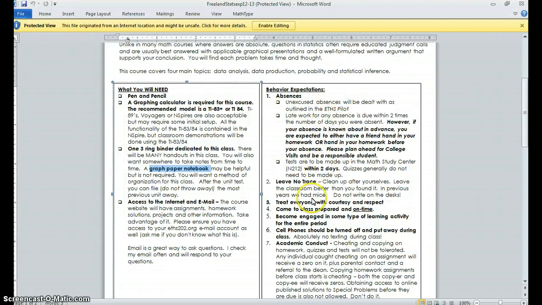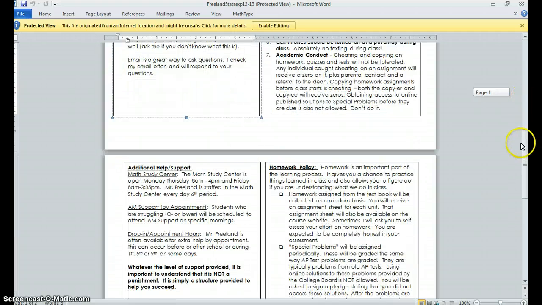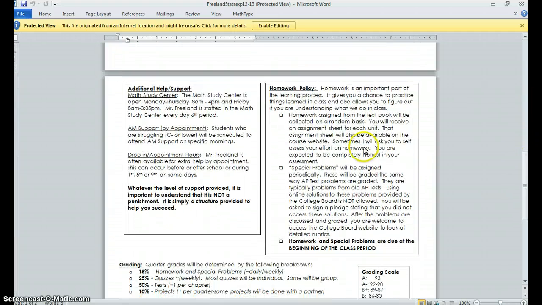As far as behavior expectations, I don't really need to say anything about that. You can read this. We'll talk about it later if needed. There's information here about where to get help.